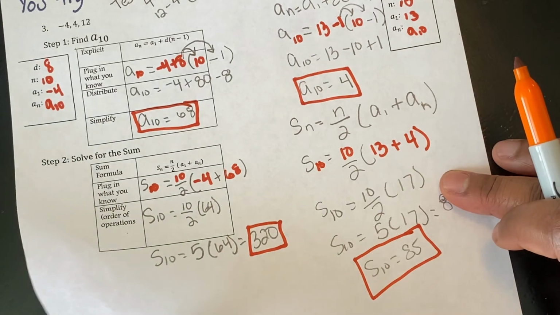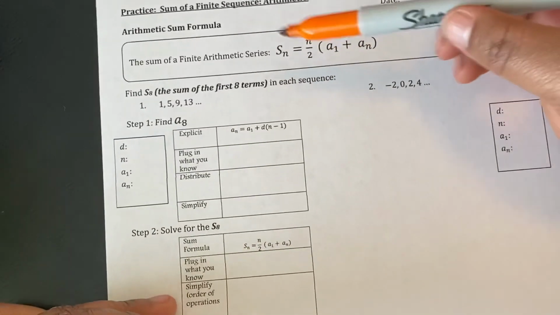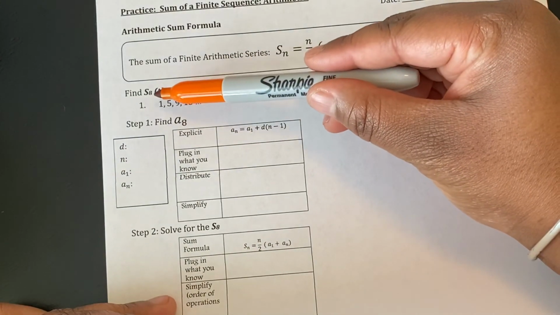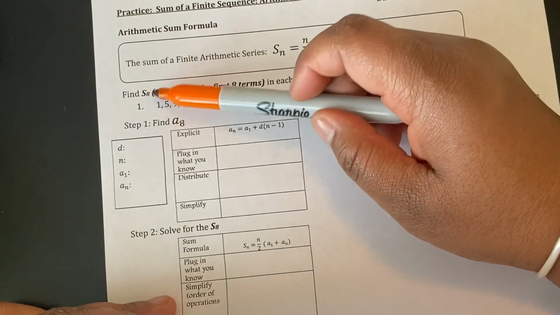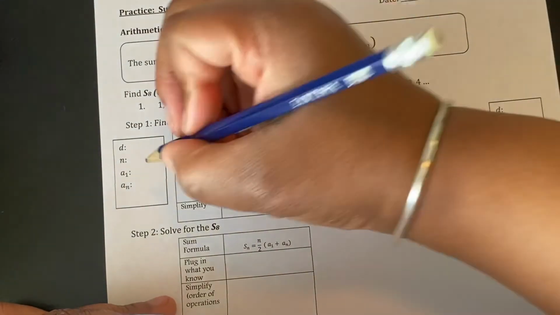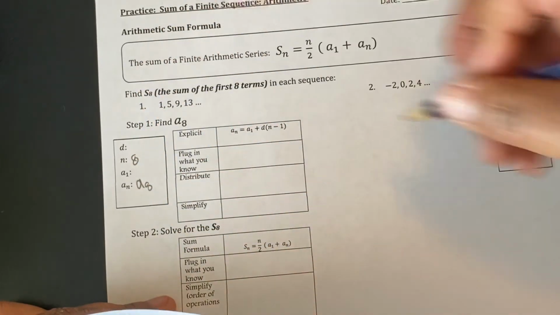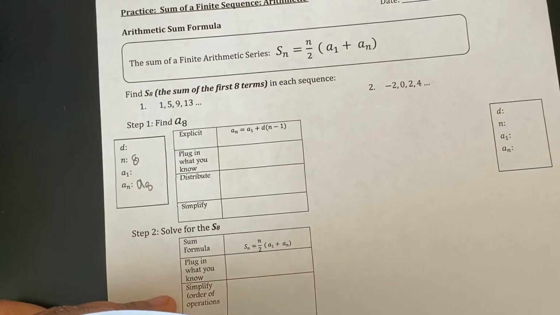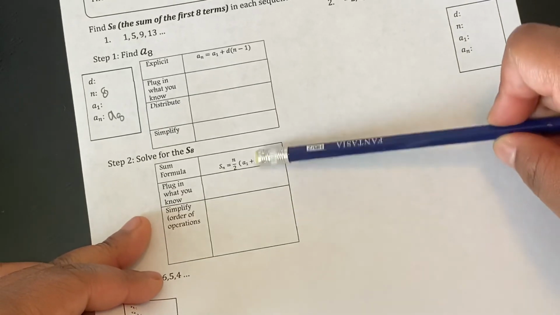So your practice is basically 3 problems doing the same thing you just did. Except I'm asking you to find the sum of the first 8 numbers. So before we did S sub 10, now we're doing S sub 8, which means that your n is going to be 8. I want to let you know that now. Your n is going to be 8, and you're trying to find a sub 8, okay, for all of them. Okay, do your test, find your common difference, plug in what we know here, and then plug in what you know here and solve.